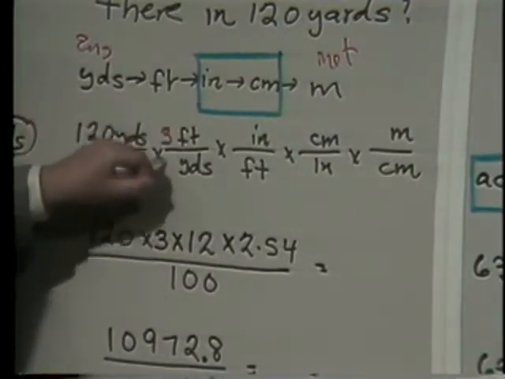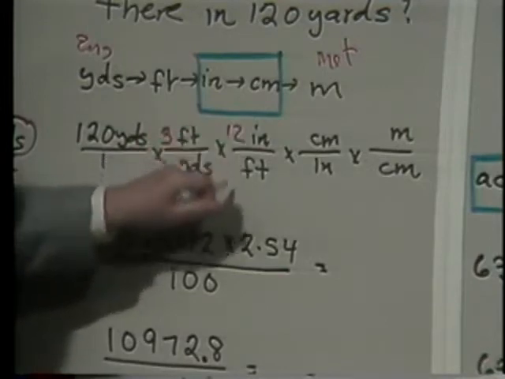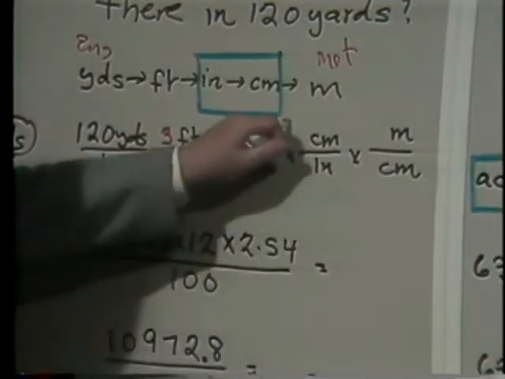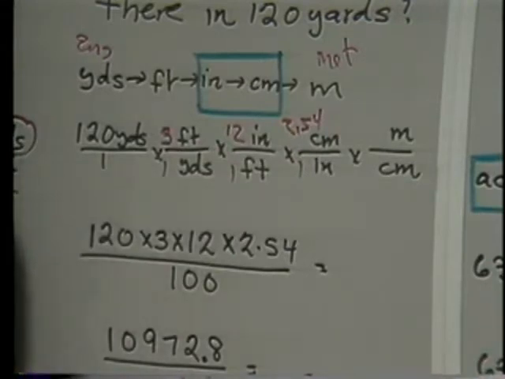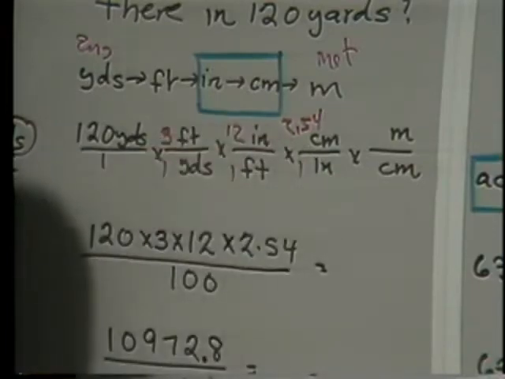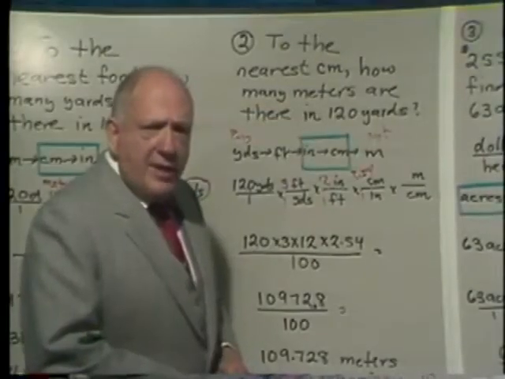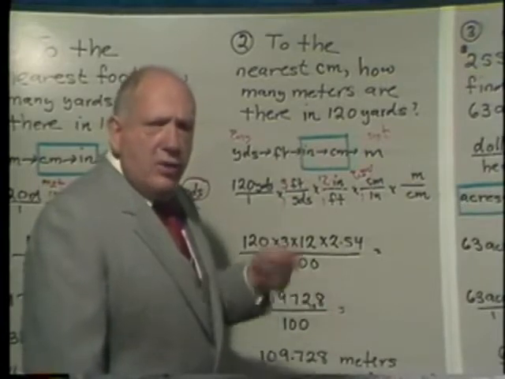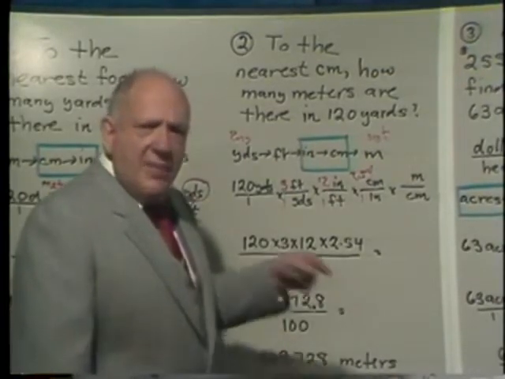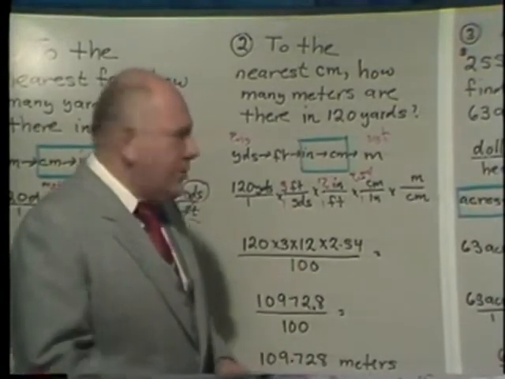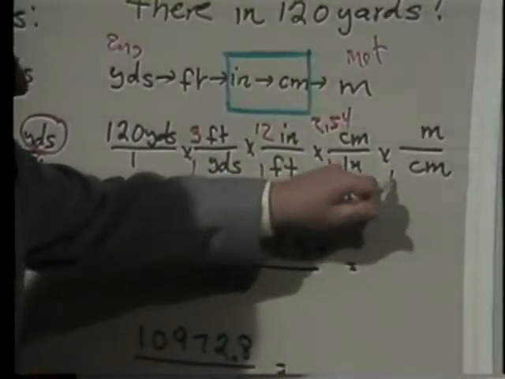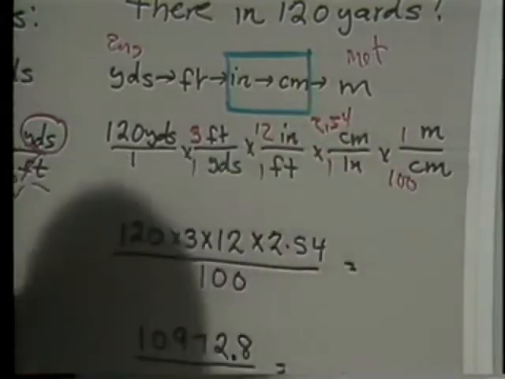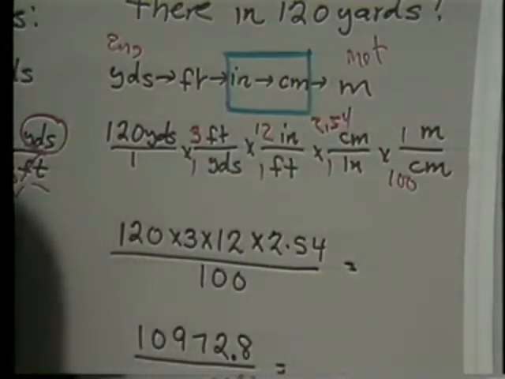See, 3 feet per 1 yard, 12 inches per 1 foot, 2.54 centimeters per 1 inch. And do you notice I don't have to worry about whether I'm multiplying or dividing. You see, for example, the 2.54 goes wherever the centimeters are. Centimeters is in the numerator, the 2.54 goes in the numerator. If centimeters were in the denominator, the 2.54 would go into the denominator. Now what do I have over here? Centimeters to meters is like cents to dollars. 100 centimeters equals 1 meter, just like 100 cents equals $1.